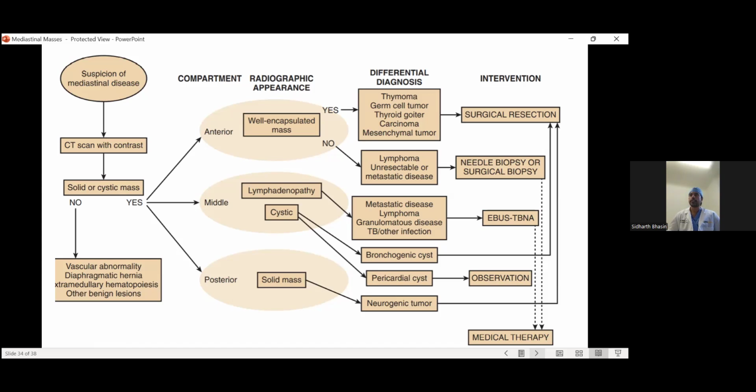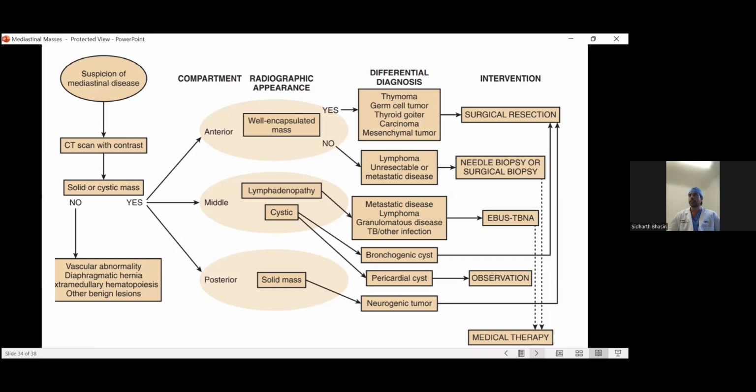But if it's not a well encapsulated mass and we don't know what exactly it is, then this is likely a lymphoma, unresectable, or a metastatic disease. So in those cases, diagnosing them is important in terms of a needle biopsy or a surgical biopsy. By needle biopsy, I mean bronchoscopically doing an EBUS mediastinal lymph node biopsies. We can do needle aspirations, needle biopsies, and cryobiopsies in the mediastinum as well with bronchoscope these days. And if none of that is possible, surgical resection is always an option.